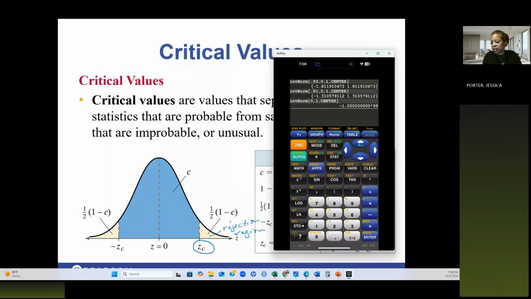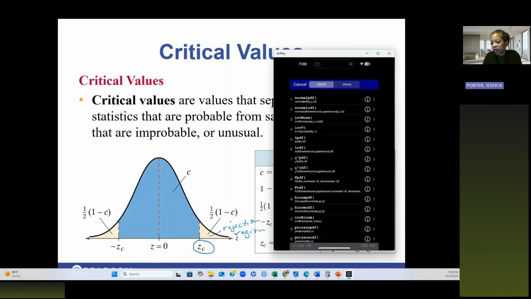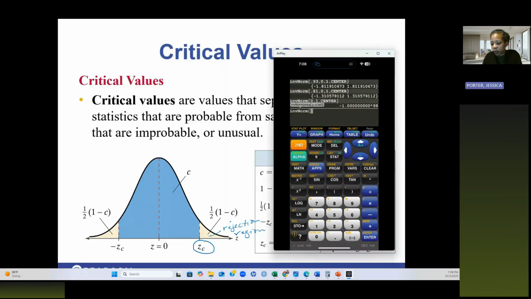Okay, here we go again. Second vars, inverse norm, and I was supposed to put in the 0.9. That's why it gave me that strange answer. The area, then 0, the mean, then the standard deviation of 1, and then I will do second catalog and go to center. Boom. And that gives me my two critical values that separate what's probable from improbable. Okay, that is the calculator. Now, let's look at StatCrunch.